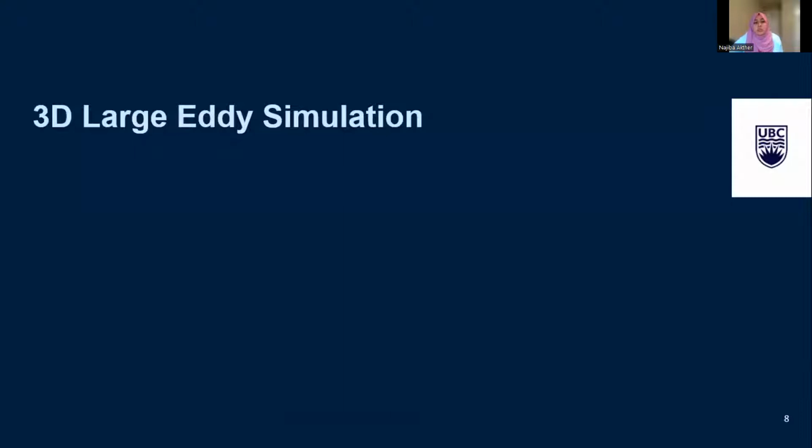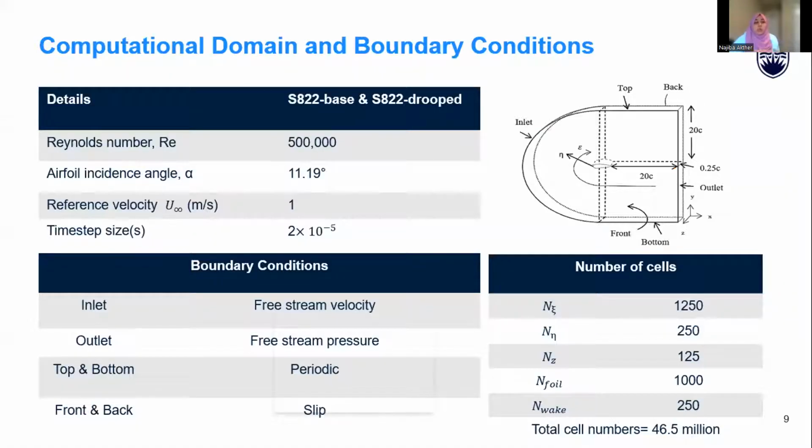Next is our three-dimensional large eddy simulations. So an LES is performed of the S822 geometry with droop and without droop configuration. And the aerofoil computational domain illustrated in the slides consists of a CH-type grid, which is a structured grid. And we used a Reynolds number of 500,000. We simulate the aerofoil with flow at an angle of attack of 11.19 degrees. And the aerofoil unit chord is used as a reference length for the simulation.